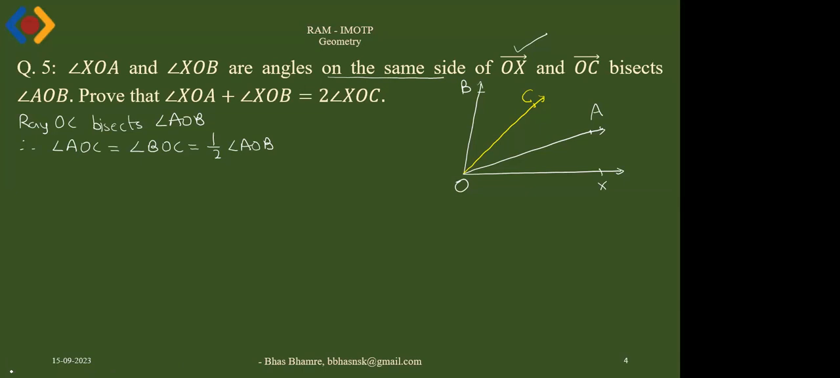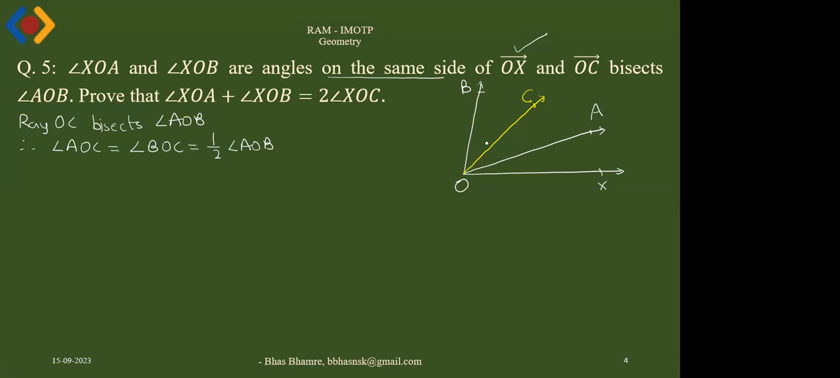So angle AOC and BOC are equal to half of angle AOB because ray OC bisects angle AOB. One can consider their measures as x also. So again, now you don't pop up any idea for that.